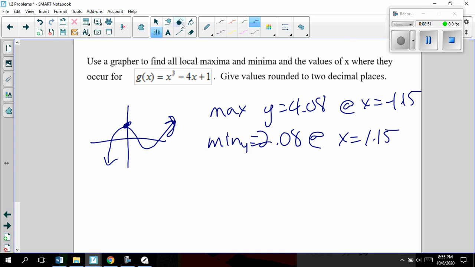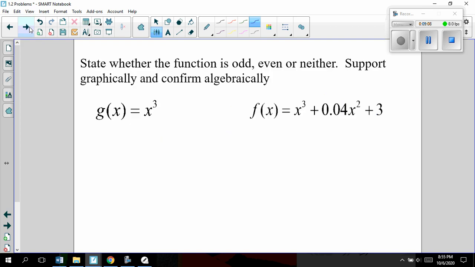That is, let me clean this up. Clean that part up so you can actually read it. Y equals negative 2.08. If you need grapher help, please let me know. I'm more than happy to do it, please.